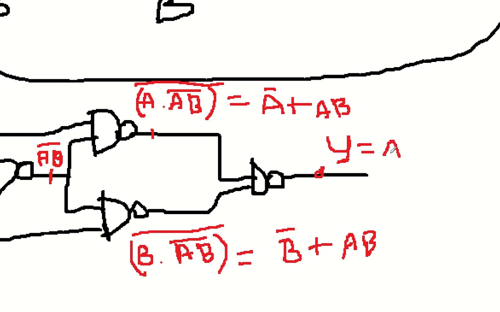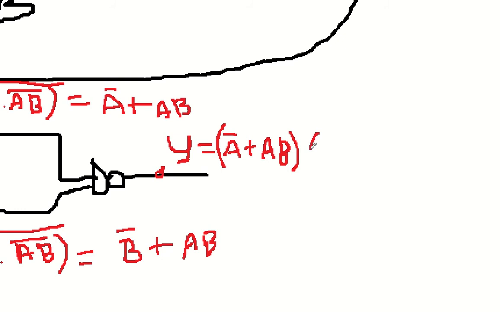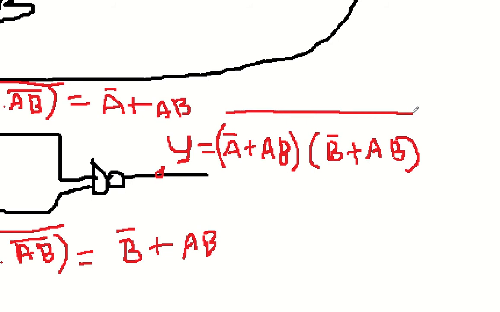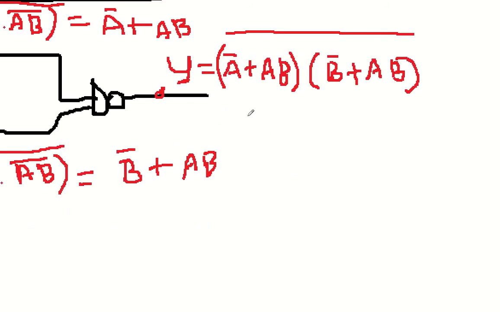Y will be A bar plus AB, multiplied with B bar plus AB. So this is multiplication, and after that there will be one complement, isn't it? So now you can simplify here in the next line. If you apply De Morgan's, what will happen?